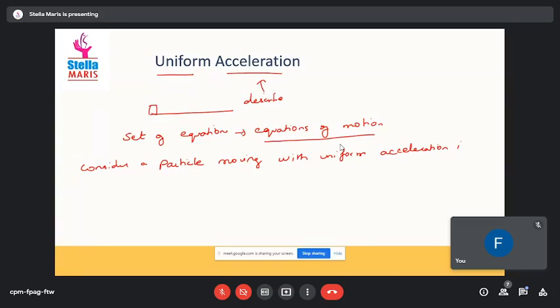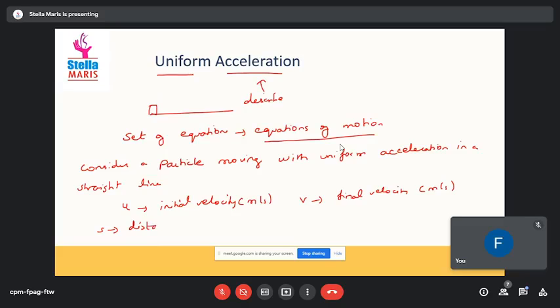So we have started uniform acceleration. Consider a particle moving with uniform acceleration in a straight line. The quantities involved are u, which is nothing but initial velocity, and v, which is final velocity. And we have s. These are all in meters per second, as you know. Final velocity is also meters per second. And s is nothing but distance traveled in time t. It is in meters.